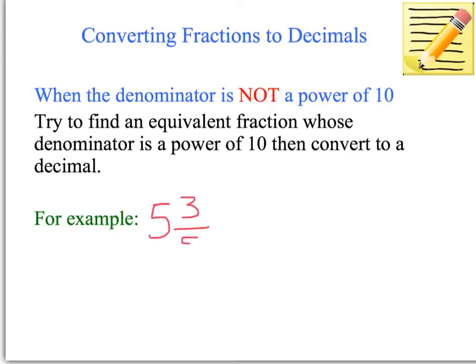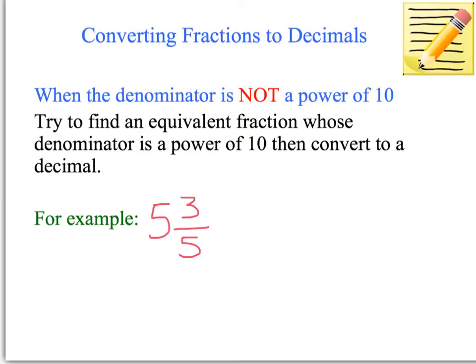Okay, so this is a mixed number. So we can see the denominator, the bottom number, is not a power of 10. It isn't 10, 100, 1,000, 10,000, 100,000. So we can't automatically convert it into a decimal. We have to do another step. So we have to convert this to a power of 10.